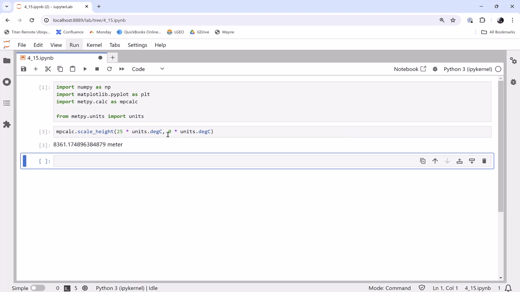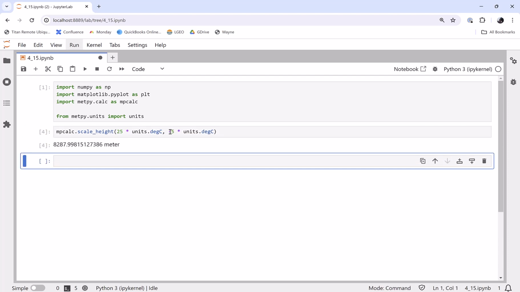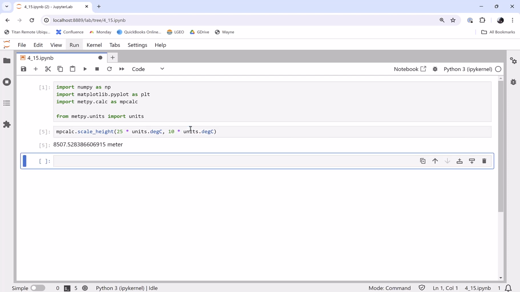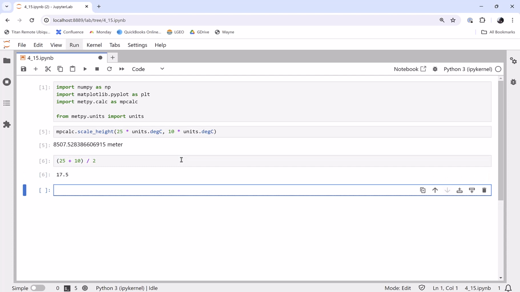Well, we can experiment. I can try -5. Okay, that went down. What about 10? Okay, so 10 gets me pretty close. So what's the mean temperature that we can assume for the atmosphere? Well, it's the mean of those, 17.5 degrees Celsius.